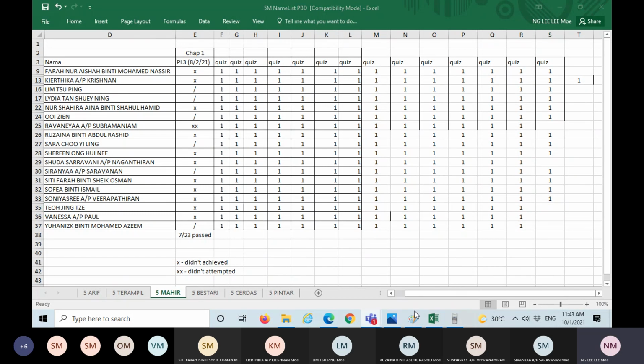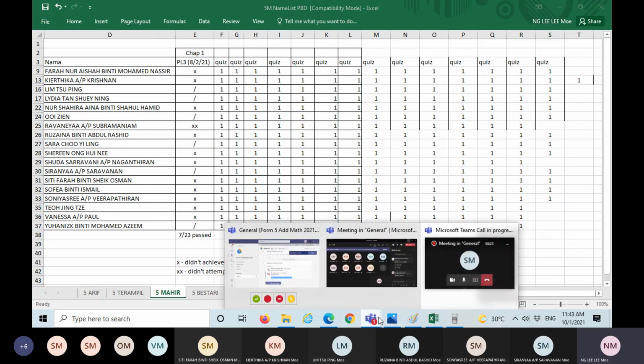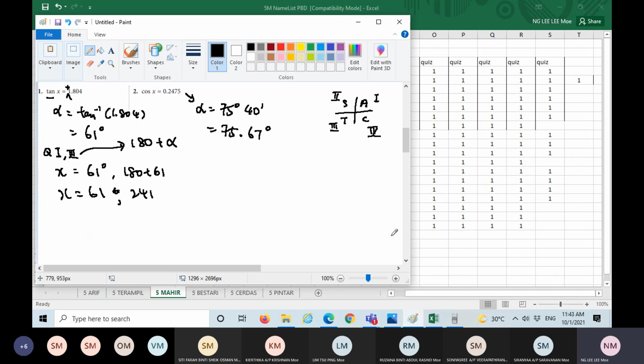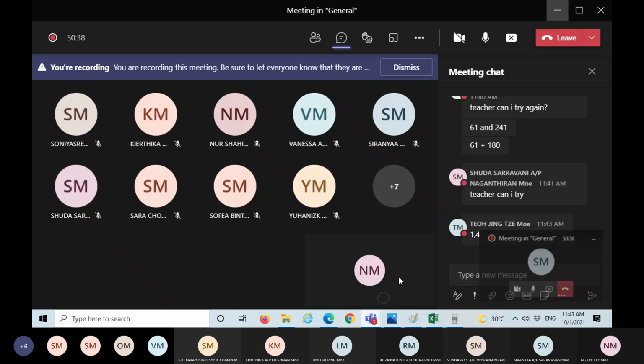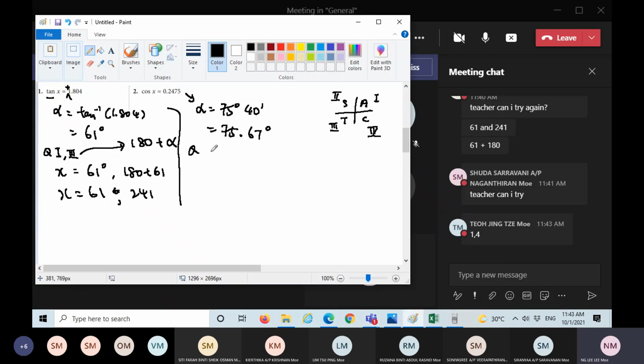Okay, Jingzi, can you please tell me cos positive is in which quadrant? 1 and 4. She says 1 and 4. How to write 4? Okay, 4. 1 and 4, correct. The fourth quadrant, cos is positive. Next, so what is the x?